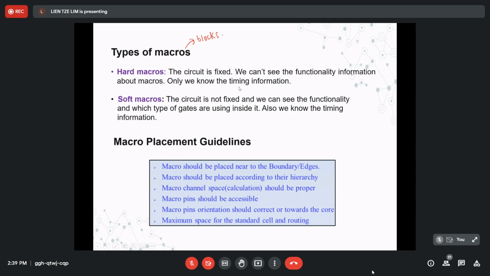And then in placement of the macro, there are some guidelines here. You see here in the box, the macro should be placed near to the boundary or the edges. Macro should be placed according to the hierarchy. Macro channel space should be proper. Macro pins should be accessible. Macro pin orientation should be correct, or towards the core. Maximum space for the standard cells and routing.